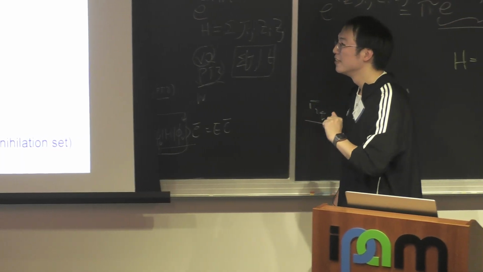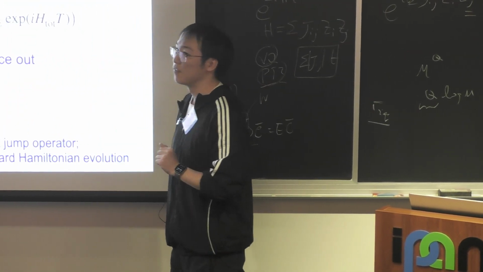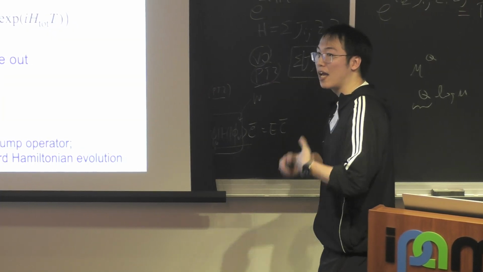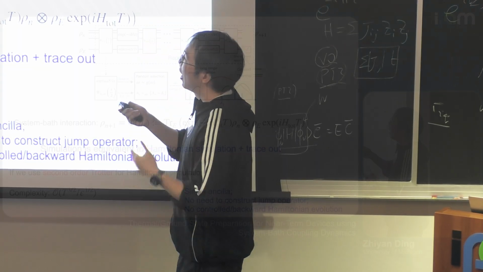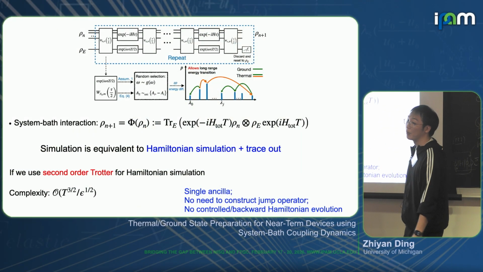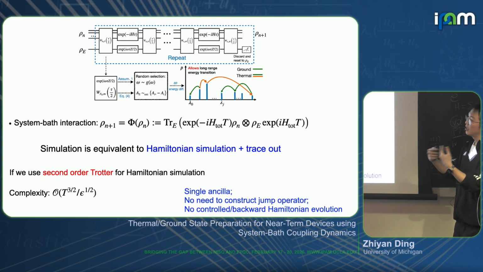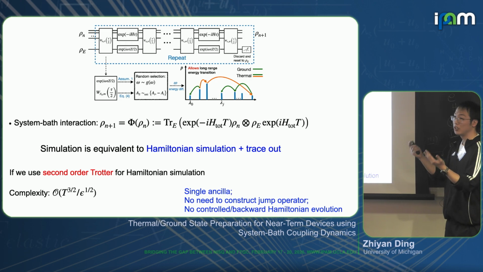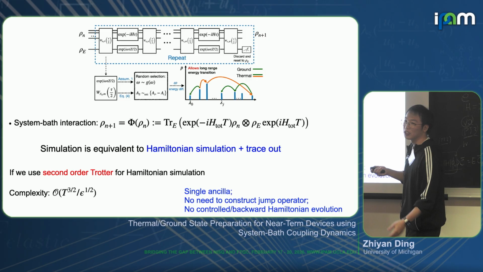Good. So now let's talk about the simulations of these algorithms. As I emphasized before, in each step of my algorithms, I basically do a time-dependent Hamiltonian simulation. This essentially means you can just pick your favorite Hamiltonian simulation algorithm to do it. And here, what I pick is a second-order Trotterization.